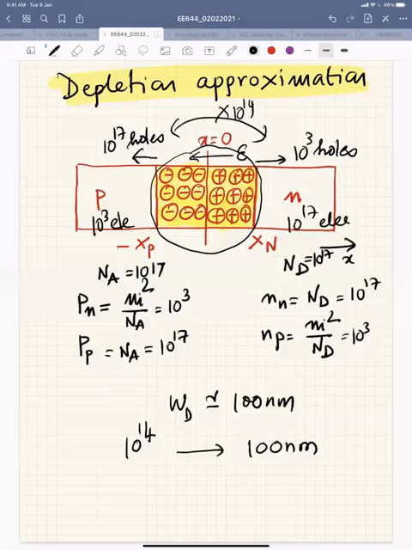So the change in concentration of 10^14 is happening in hundreds of nanometers. Since the hole concentration is rapidly reducing from 10^17 to 10^3, you could safely assume that you don't have any holes in the depletion region. That approximation is the depletion approximation. This is a very fundamental approximation, and without it, you cannot really solve the electrostatics of any device.